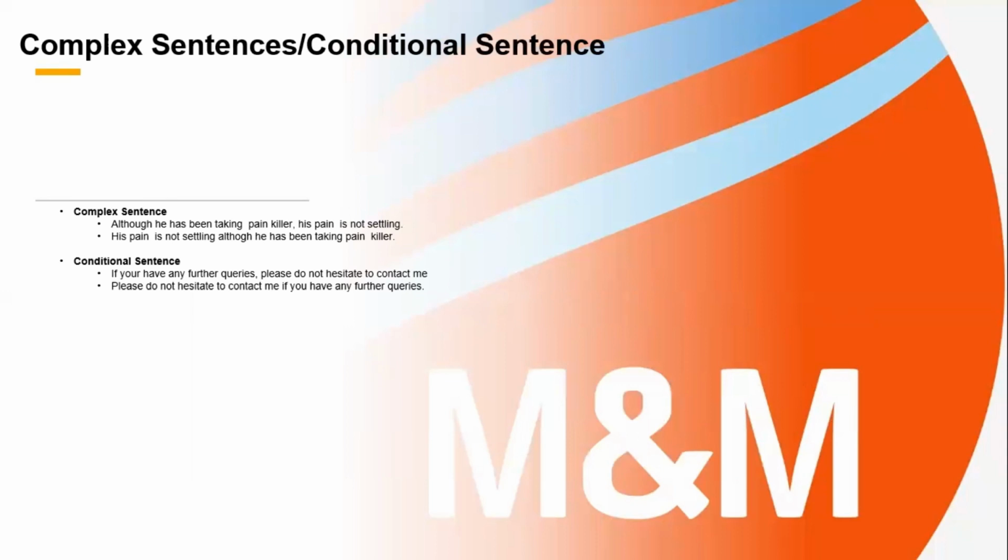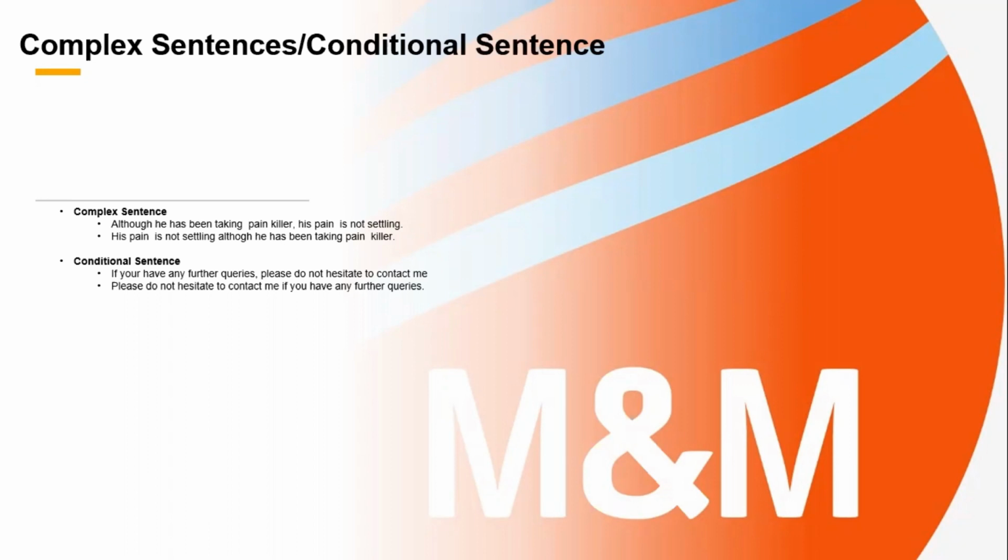So complex sentences, compound, simple, active, passive, all are appreciated actually if you can use them appropriately. So let's say these are a few examples of complex sentences with the rule of comma being explained in these two sentences. Although he has been taking painkiller, comma, his pain is not settling. The grammar rule that I'm using here is present perfect continuous tense and then present continuous.